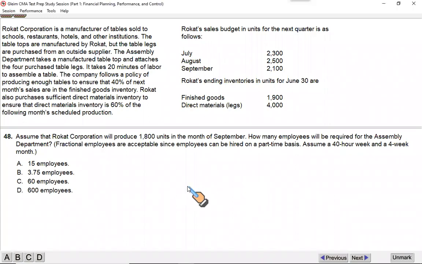Okay, so where we were. We have to produce 1800 units in the month of September. Fine, let's write this information down. 1800 units are to be prepared or assembled in September.